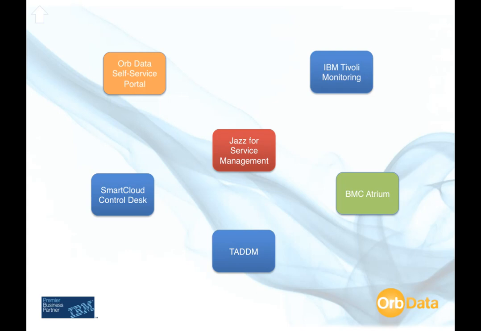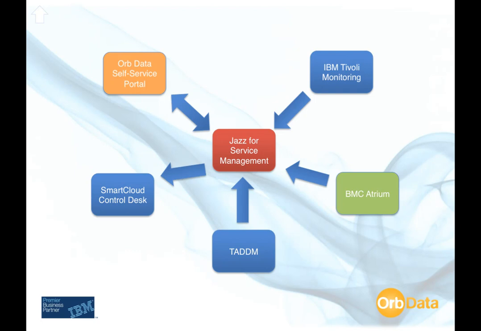An OSLC registry, such as JAS for Service Management, can be installed in the environment, and the different products either register the information they provide with OSLC or consume information provided by the other products. So, let's see how this works in practice.